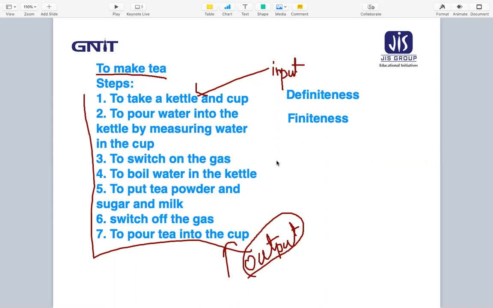And at the last step, there should be something to end the program. So this is our end. Switch off the gas is our end. And from this, what is the output? The output is to pour the tea into the cup. So this is finite. Finite means a finite number of steps should be there to end the algorithm.